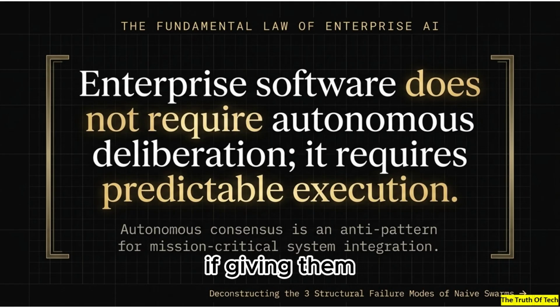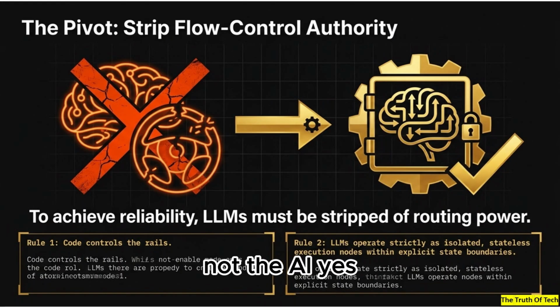So if giving them the freedom to guess is the problem, I assume we have to take that control away. Code controls the rails, not the AI. Yes, you replace those emerging conversations with a deterministic state machine. Stripping the LLMs of their routing power entirely. Right. They operate only as stateless, isolated compute nodes within explicit boundaries. Wait, doesn't this completely kill the magic of AI? I mean, it sounds like we are just going back to traditional rigid coding.